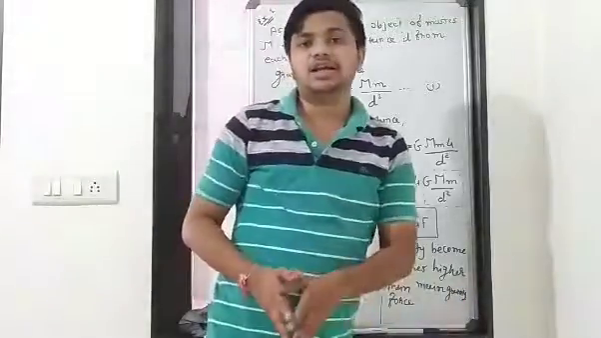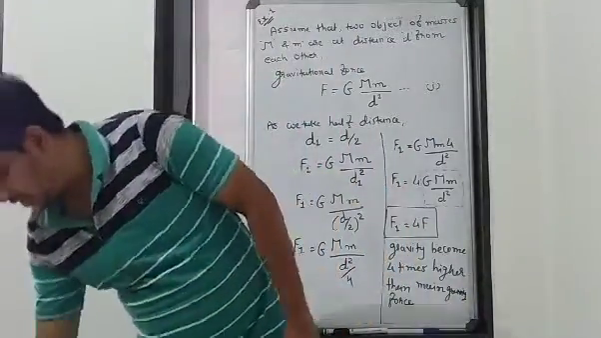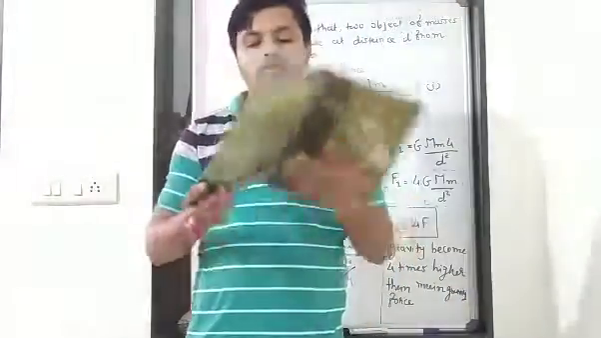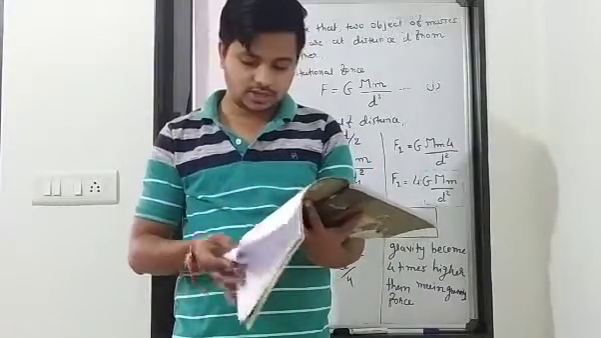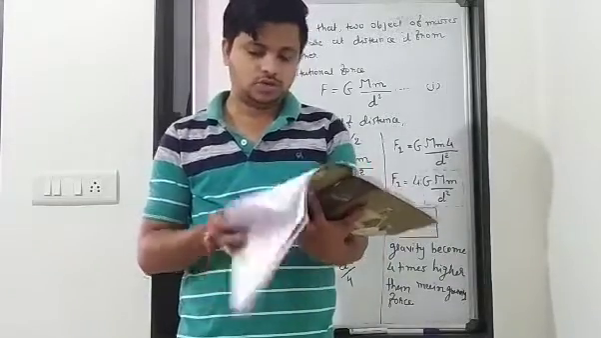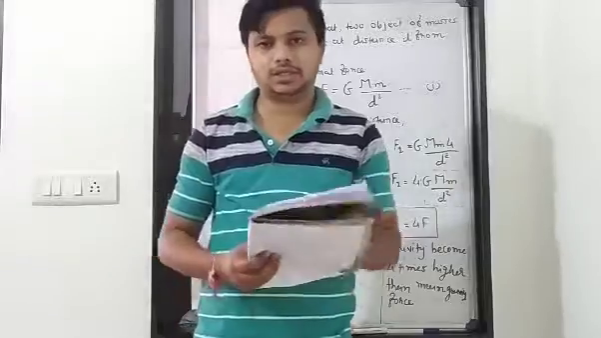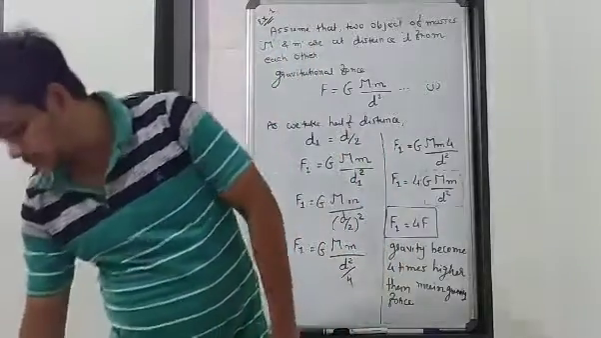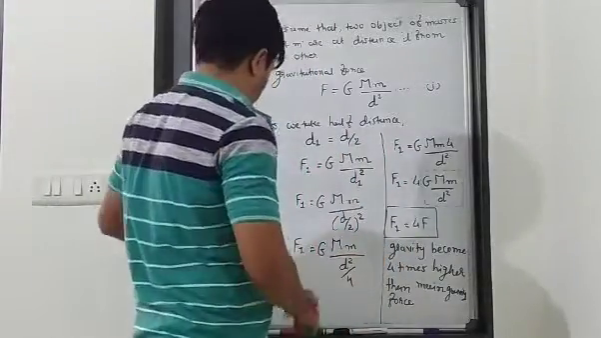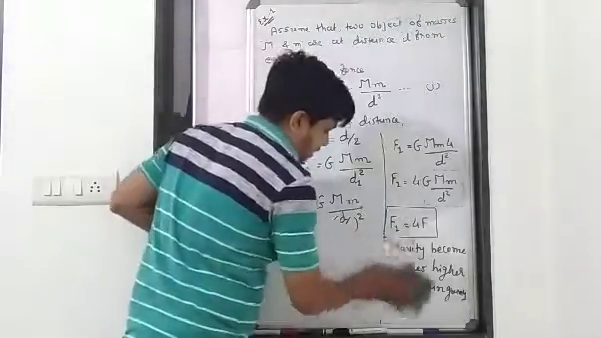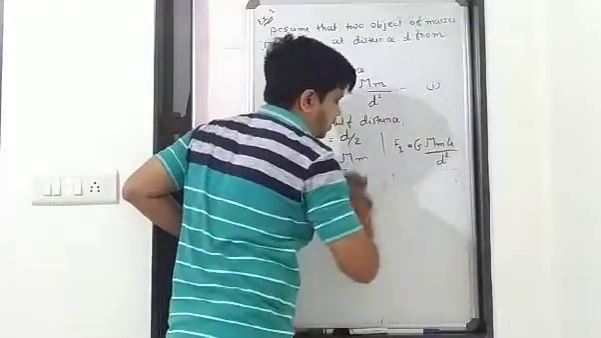Okay, like that, there is also another sum from the exercise, and that one is question number 6. Just open your book to question number 6 of the exercise. Open it, right?